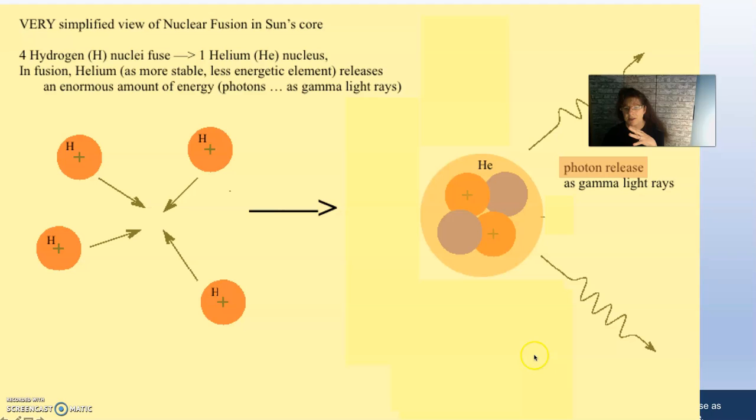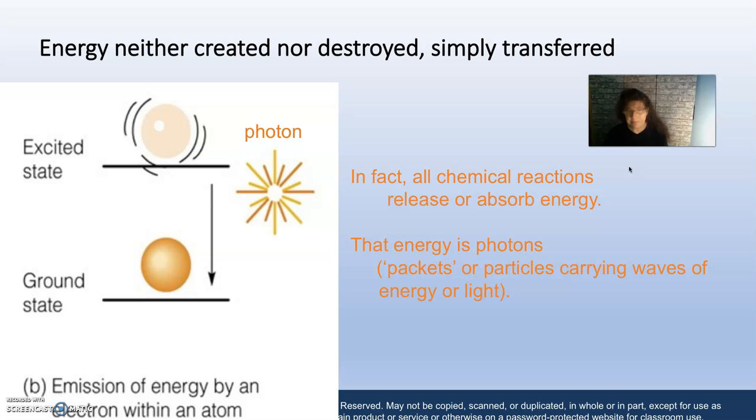So these are the photons right here, and this is the photon release as gamma light rays when you go from 4 hydrogens to 1 helium. Now the sun produces an enormous amount of helium, and it also produces many other elements as well. And helium is just one of them. Whenever the hydrogen is moving and fusing into other elements, it will produce lower energy elements that are more structured, lower energy, and it will produce a release of photons.